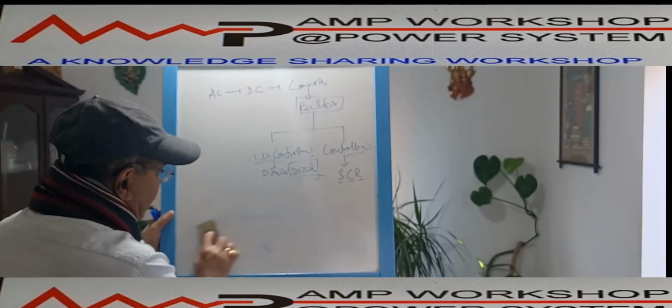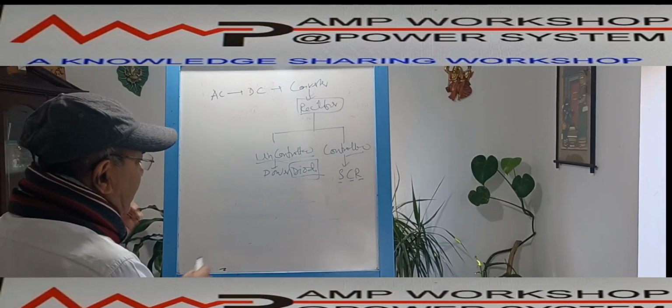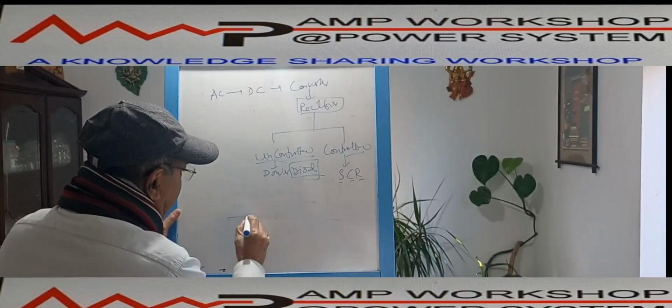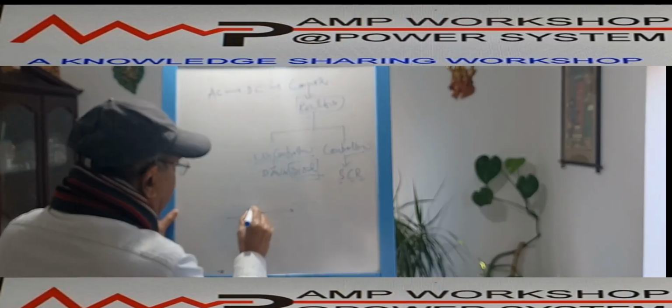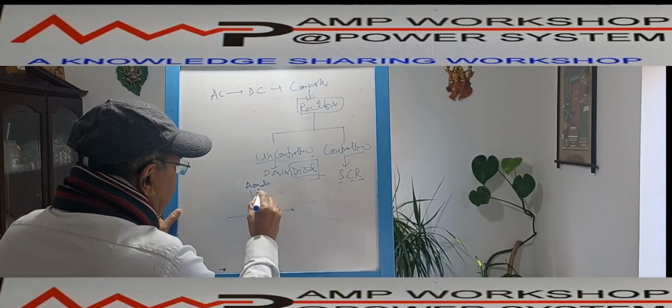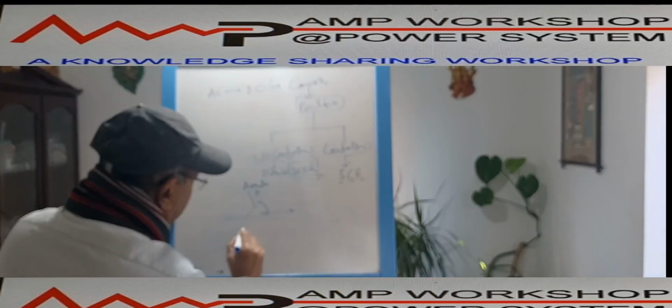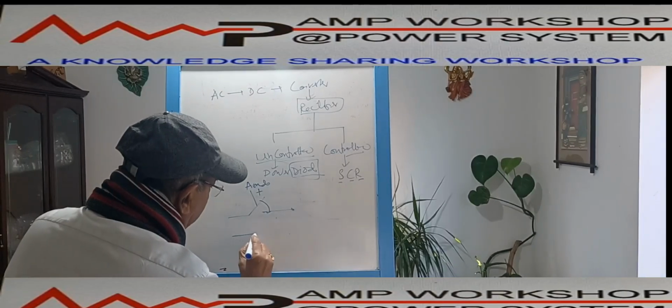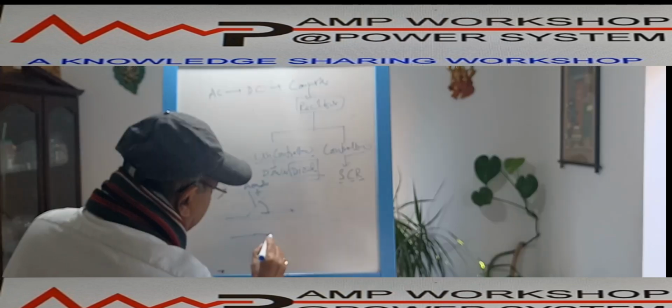That means we can represent the diode in another way. Suppose this is my switch, and the anode voltage is connected to this. When the anode is positive, the switch is closed. When the anode is positive, the switch state is like this. It is closed.